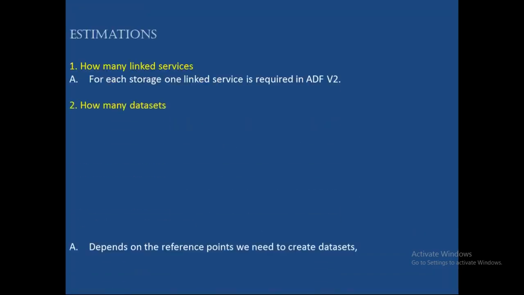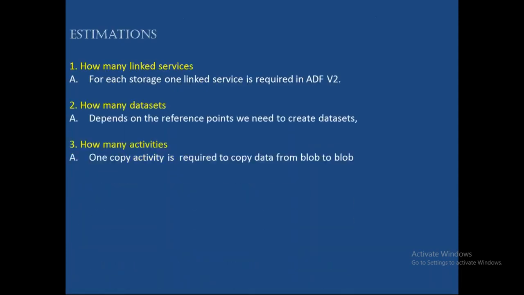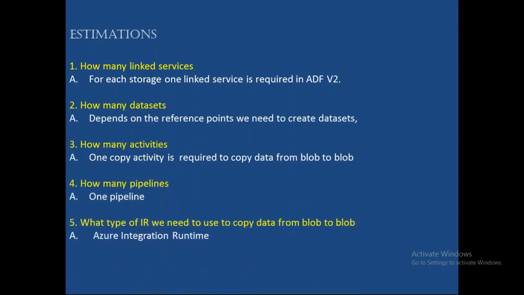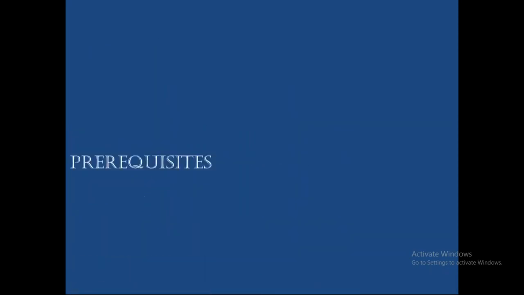The estimations we know: one linked service we need, 2 datasets I will create, 1 copy activity I will use to copy data from blob to blob. How many pipelines? 1 pipeline. What type of IR are we going to use? Azure integration runtime.